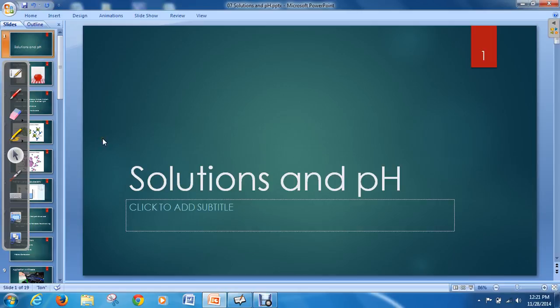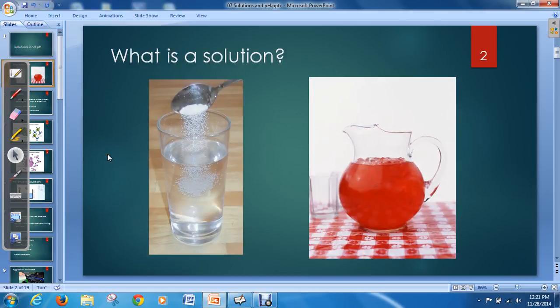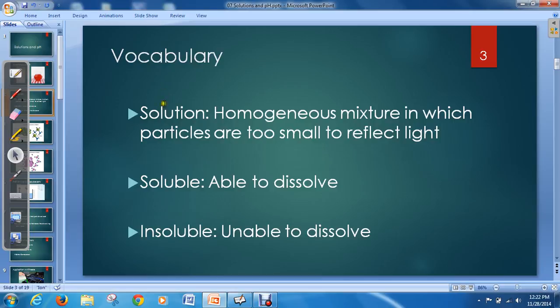Okay, so let's just start with what a solution is. Hopefully you remember from a few units back that a solution is a mixture where a substance completely dissolves, like salt water or sugar water, or a drink mix like Kool-Aid. So a solution is a homogeneous mixture in which particles are too small to reflect light. Basically, they completely dissolve, is another way of saying it. So hopefully this is an idea you remember from a couple units ago. But just keep in mind a solution is some type of mixture.